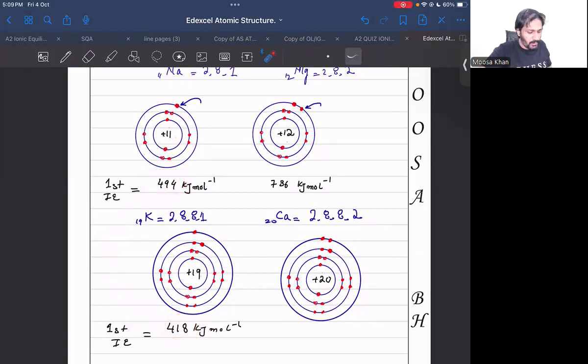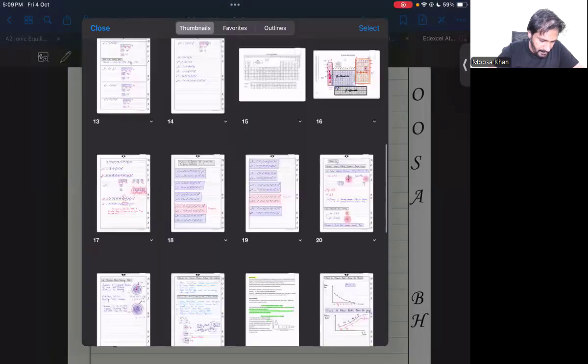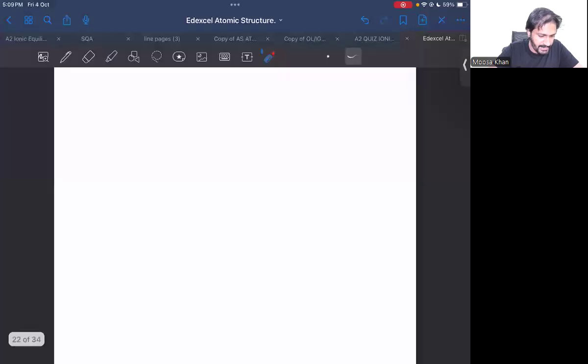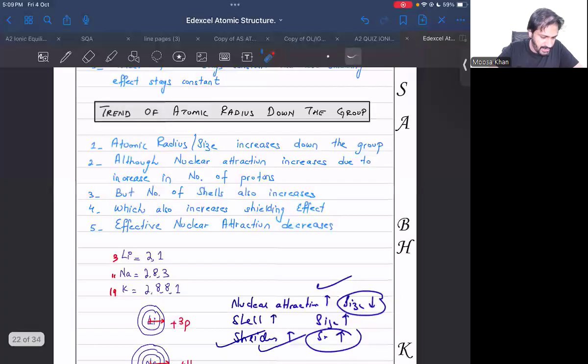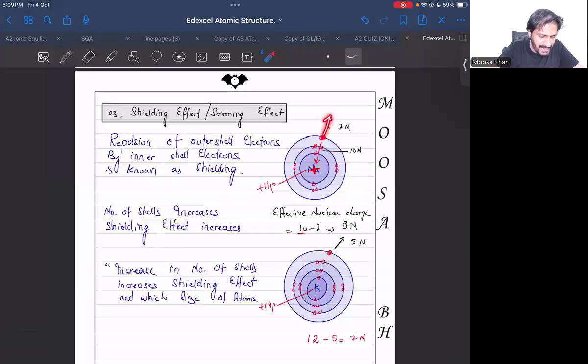And why does it have to be lower? Although you can see there is a greater nuclear charge with potassium, still its value of first ionization energy is smaller. It means there is another factor into action. And what is that other factor? That is shielding effect. Did we discuss shielding effect while discussing atomic sizes? Of course, we must have discussed it, right? What is shielding effect? It is the repulsion on the outer shell electrons by the inner shell electrons.